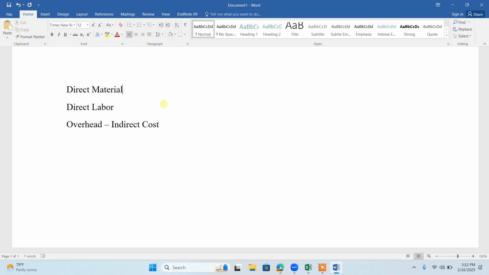Here, the first two are direct costs, and these two are variable costs also. But the overhead is the indirect cost. Now the question arises whether this is a variable or a fixed cost. In overhead expense, my dear, we have two categories. Some portion of the overhead cost is variable cost, while some portion of the overhead cost is fixed cost.